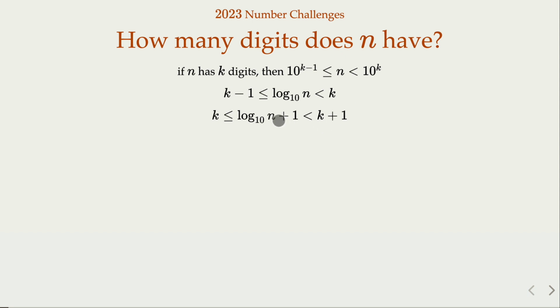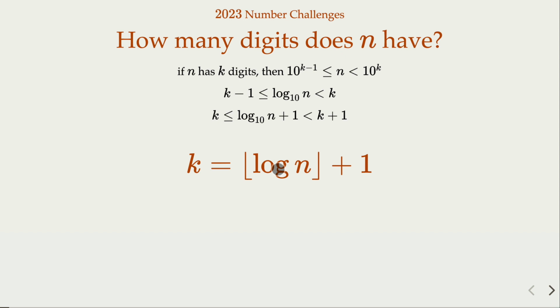Notice here, n is an integer, a big integer. k is also an integer representing the number of digits. But when we take a logarithm, it's no longer an integer, right? But this quantity in between is between k and k plus 1. So it's sandwiched between these two boundaries. So if you write it in another format, k equals the integer part of log n plus 1. Yeah, so there's a plus 1 here.